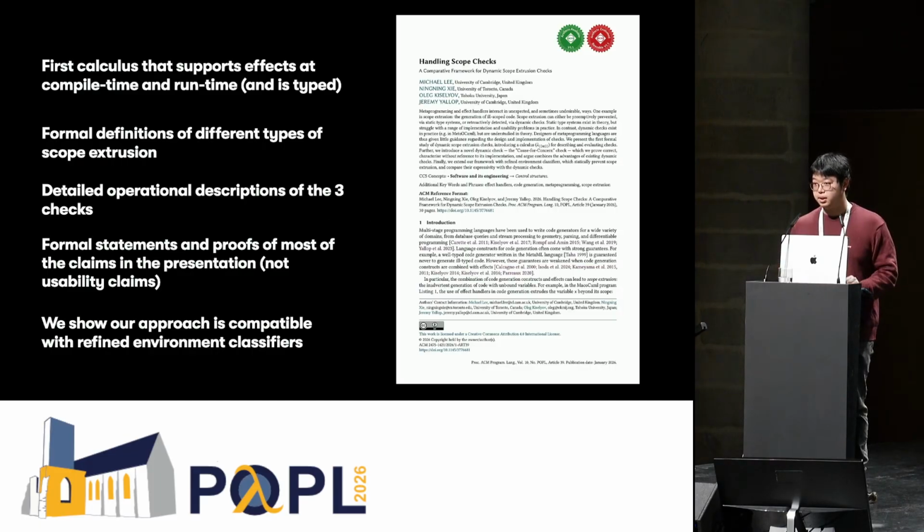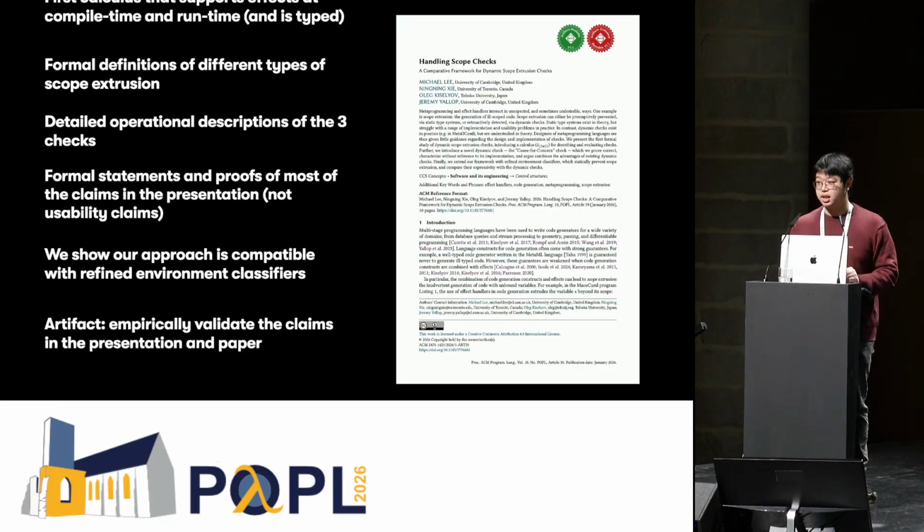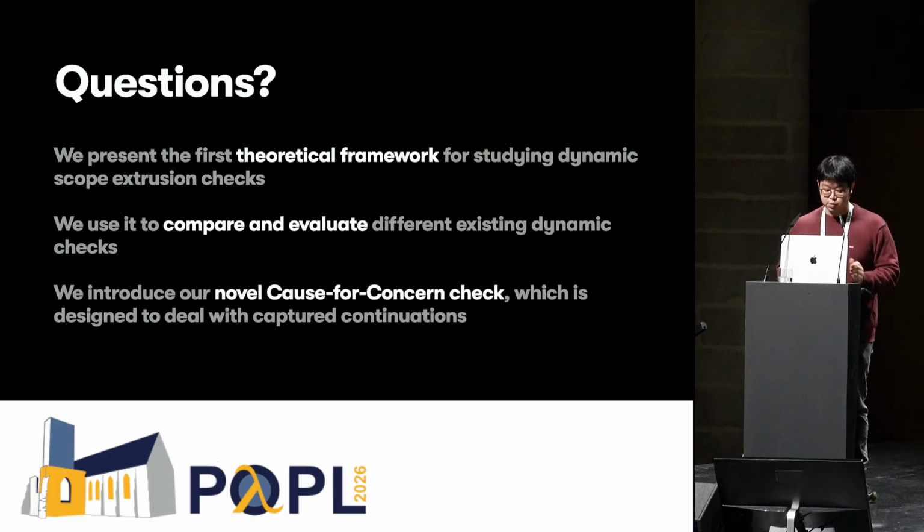There's a lot more in the paper that I didn't have time to talk about today. There's also an artifact and an implementation of the C4C check in MetaOCaml, where we empirically validate the claims of this presentation and the paper. But in this presentation, I've introduced a theoretical framework for studying dynamic scope extrusion checks. I've used it to encode, compare, and evaluate existing dynamic checks. And I've introduced our novel C4C check that is designed with effect handlers in mind. Thanks very much.